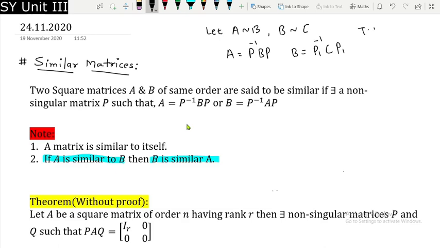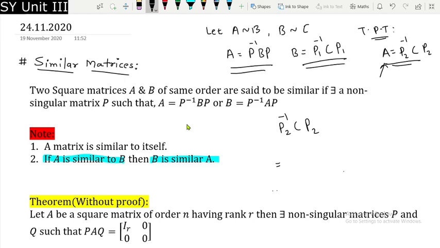Now we have to prove, or we have to think, whether we will be able to find a non-singular matrix P2 such that A should be equal to what? P2 inverse C P2. If this happens, then we will say that A is similar to C. So let us guess that matrix. Definitely I will start from the right hand side. I will say P2 inverse C P2. So you have to choose your P2 in such a way that you are going to get the left hand side, that is our A. Okay, and definitely we have to use these two equations in order to get that A.